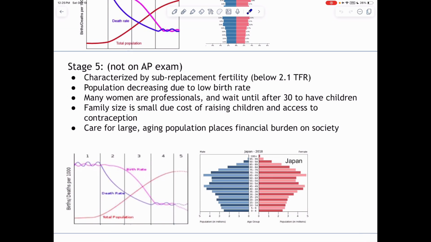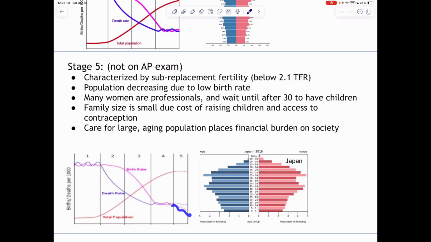Now, I said stage 4 was the last one because that's the last one on the AP exam. Stage 5 is not on the AP exam, but we're starting to see this in a lot of countries, especially Japan and Korea. This is interesting. We are getting a TFR that's below 2.1, and we have fertility that is not being replaced year after year. So you can see this population was this big. It's being replaced by a much smaller population below it. This population is decreasing because our birth rate is dropping even lower than it was before.